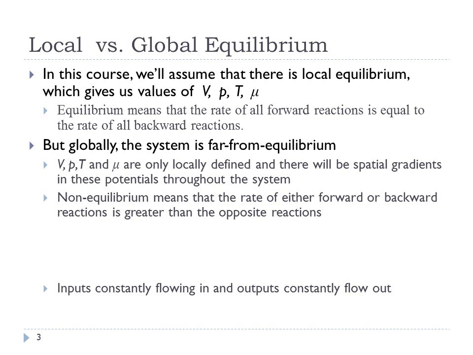But globally, the system is far from equilibrium. Inside any control volume, there's not necessarily going to be constant pressure or temperature or chemical potential. There are going to be spatial gradients in these potentials throughout the system. And that means overall, inside of a control volume, we have a non-equilibrium situation in which the rate of either forward or backwards reactions is greater than the opposite reaction. So if your control volume is a combustor, on net there's going to be forward reactions towards carbon dioxide and water vapor and away from methane and oxygen.